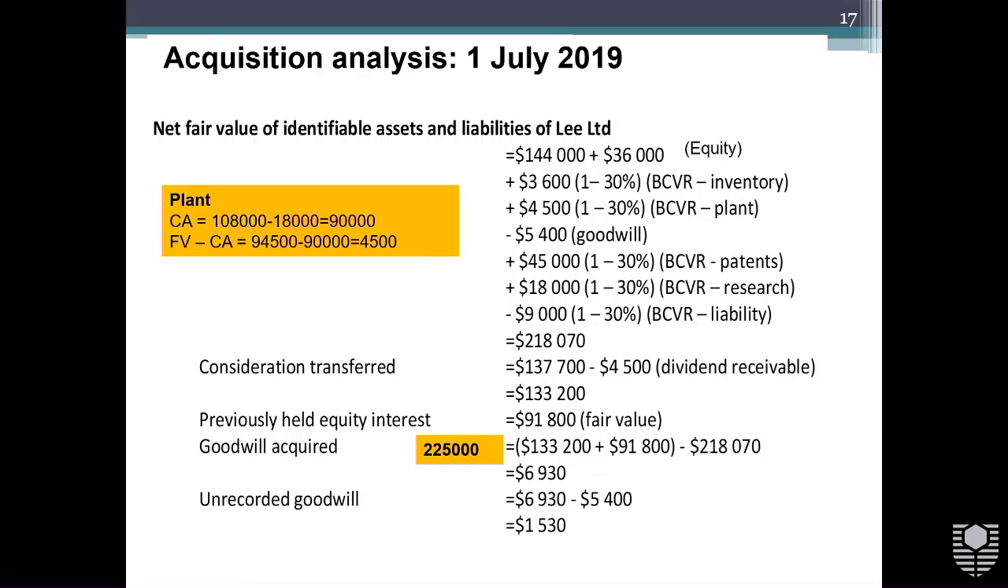So we've got our acquisition analysis. What they pay, 225,000, minus the 218,070 gives us goodwill of 6,930. There's already 5,400, so we have to do an adjustment there for the 1,530.